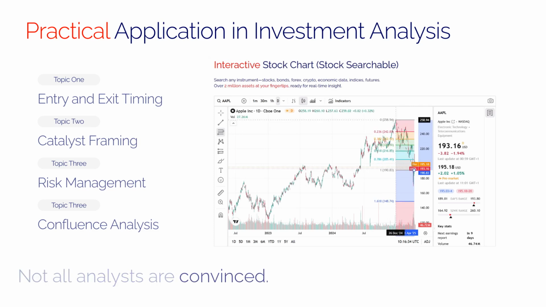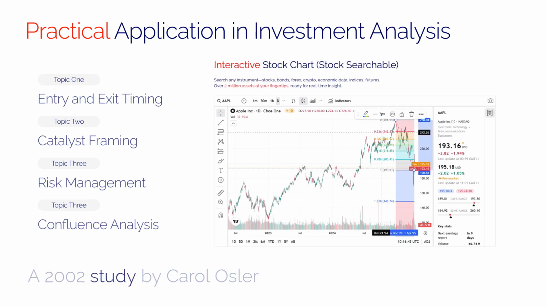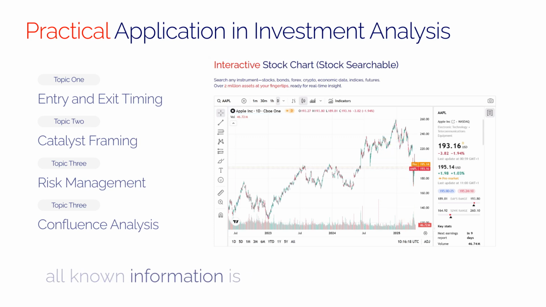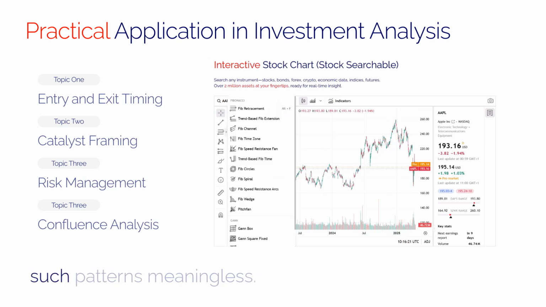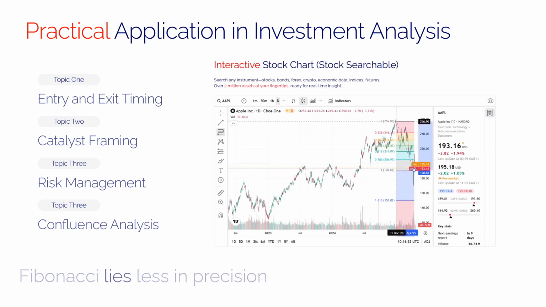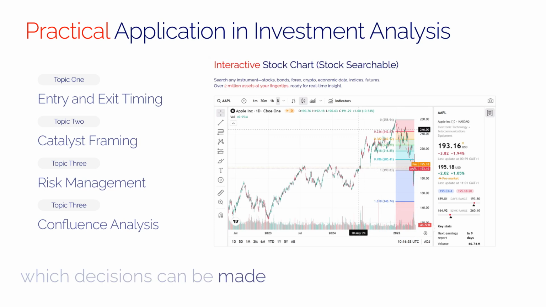Not all analysts are convinced. Critics argue that Fibonacci retracements are curve-fitting tools, attractive in hindsight but statistically unconvincing. A 2002 study by Carol Osler found little empirical support for Fibonacci levels outperforming random levels in forecasting turning points. Furthermore, the efficient market hypothesis argues that all known information is already priced in, rendering such patterns meaningless. Quantitative strategists may disregard Fibonacci retracements for their subjectivity and lack of robust backtesting data. In truth, the effectiveness of Fibonacci lies less in precision and more in discipline, offering a structure within which decisions can be made and tested.